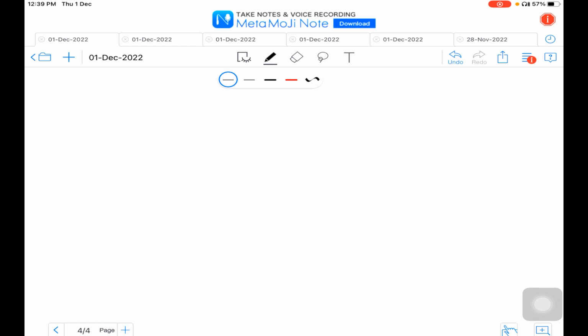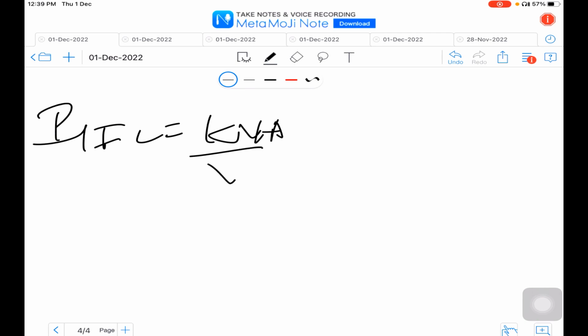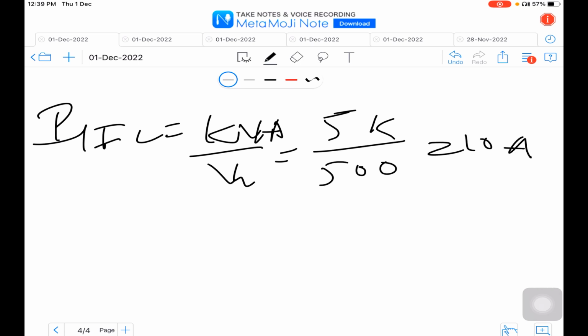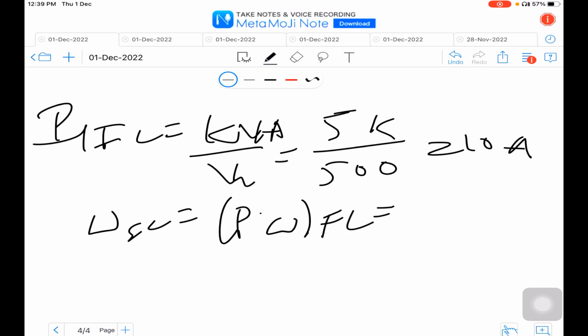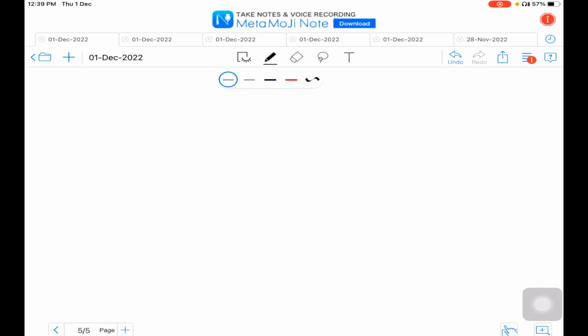Now let us find out I1 at full load, that is, the current at full load. We know the formula: kVA by V1. kVA is given as 5K, V1 is 500, so we will get 10 amps. Similarly, WSC is equal to copper loss, PCU full load, and they have given it as 60 watts. Now let us find out each parameter one by one.